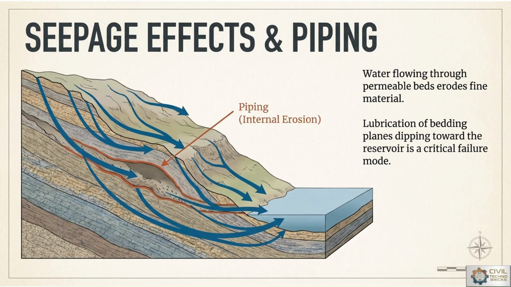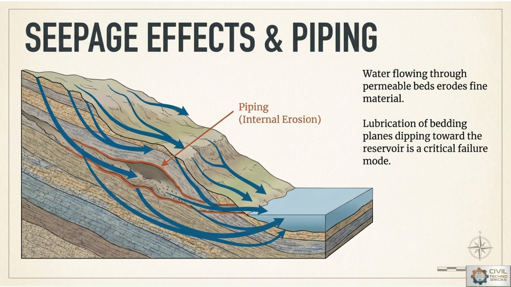Here, seepage effects and piping effect. What is meant by the piping effect? The piping effect is due to internal erosion. Water flowing through permeable beds erodes fine material. Lubrication of bedding planes dipping toward the reservoir is a critical failure mode.